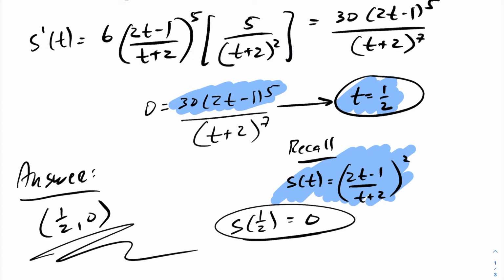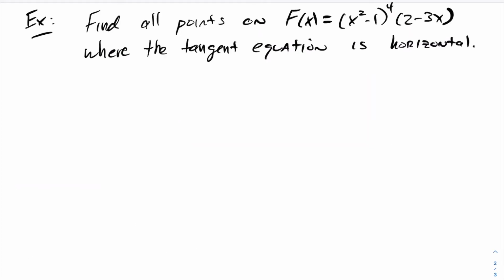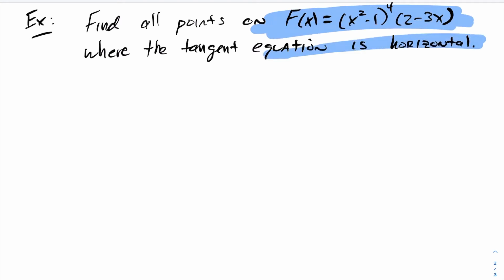All right, let's look at another. For the next question here, they want us to find all the points such that the following function has a horizontal tangent once again. So horizontal tangent we know has a derivative equal to 0. Let's go ahead and calculate our derivative first.